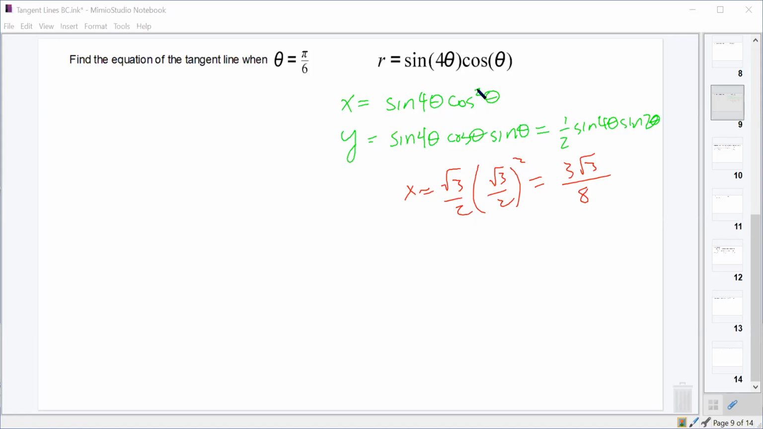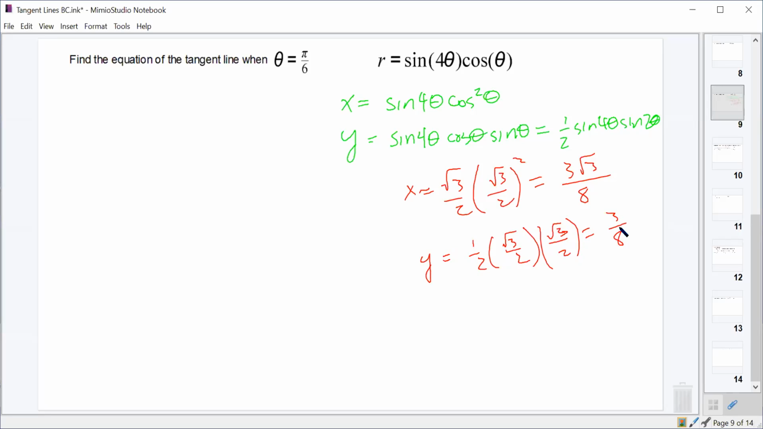Everybody good with that? Yeah. Okay. And then what about y? Y is going to be 1/2 the sine of 4 pi over 3. So that's 1/2 of root 3 over 2. And then the sine of pi over 3. What's the sine of pi over 3? Also root 3 over 2, right? So that's going to give us just 3/8.